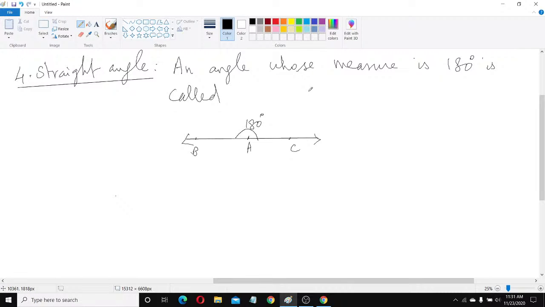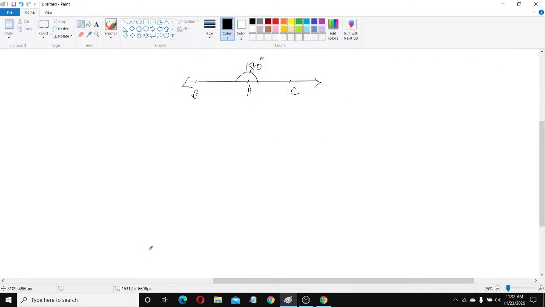An angle whose measure is exactly 180 degrees is called a straight angle. So in the straight angle, AB ray is opposite of AC ray. Exactly 180 degrees is called a straight angle, children. Now the next type, the fifth one, reflex angle.